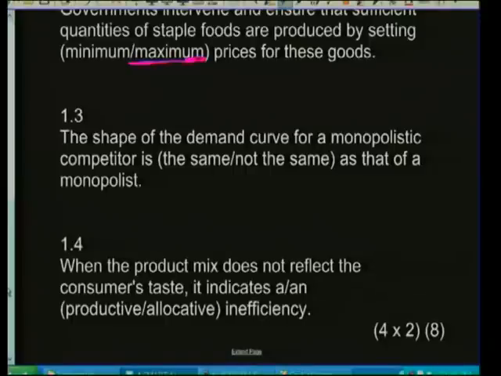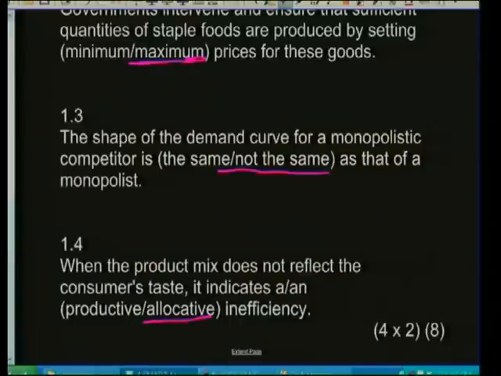With monopolistic competition, you have a large number of suppliers of a very similar product. And because you have these differences between monopolistic competition and the monopolist, your answer will have to be not the same. 1.4. When the product mix does not reflect the consumer's taste, it indicates a productive or allocative inefficiency.